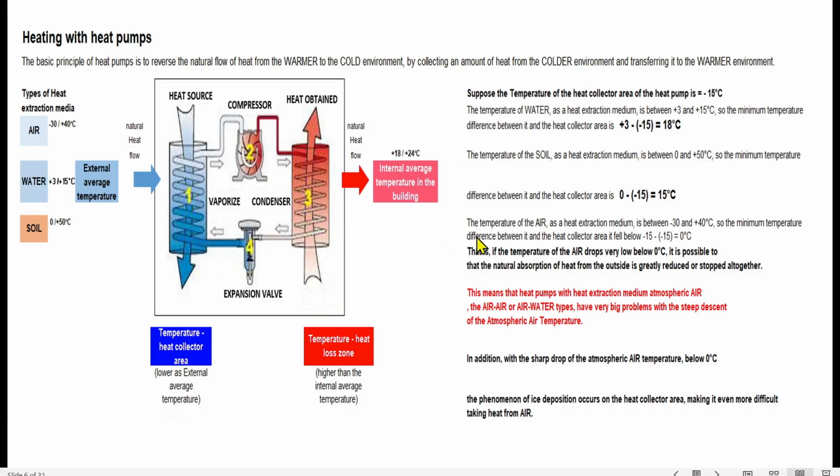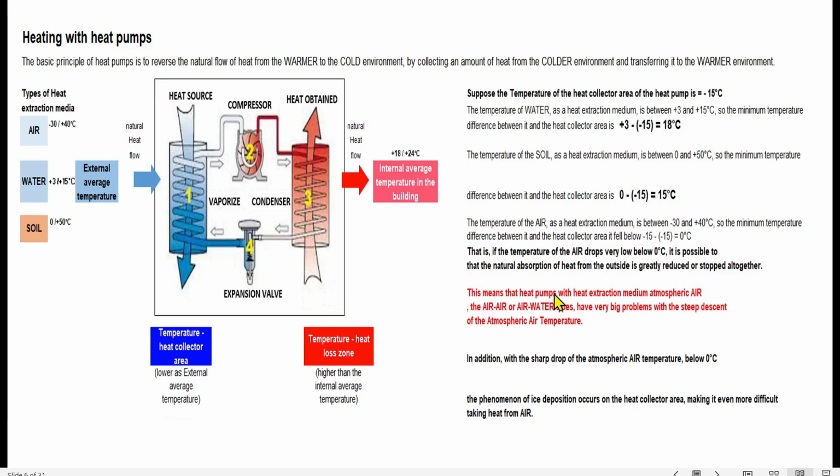Now let's concentrate on what's happening with the air extraction medium. As a heat extraction medium, air is between -30 and +40 degrees Celsius, so the minimum temperature difference between it and the heat collector area can be 0 degrees Celsius. That is, if the temperature of the air drops very low, to around 0 degrees Celsius, it is possible that the natural absorption of heat from the outside is greatly reduced or stopped altogether.